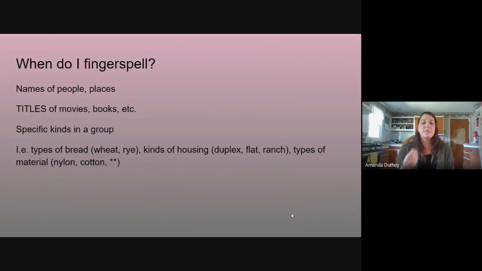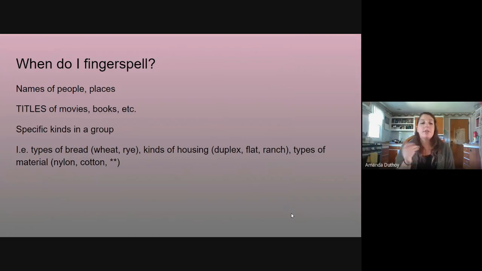So when do I fingerspell? When is that appropriate? So in your ASL notebook, you should be filling in the blanks. When do you fingerspell? Names of people, names of places, titles of movies or books. So my name, fingerspell. The restaurant I like is named Carmine's. Okay, and titles of movies and books.